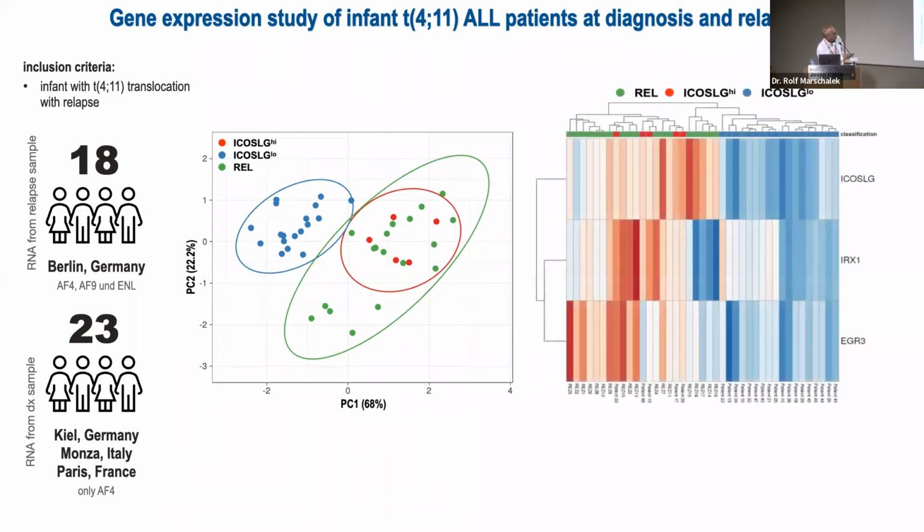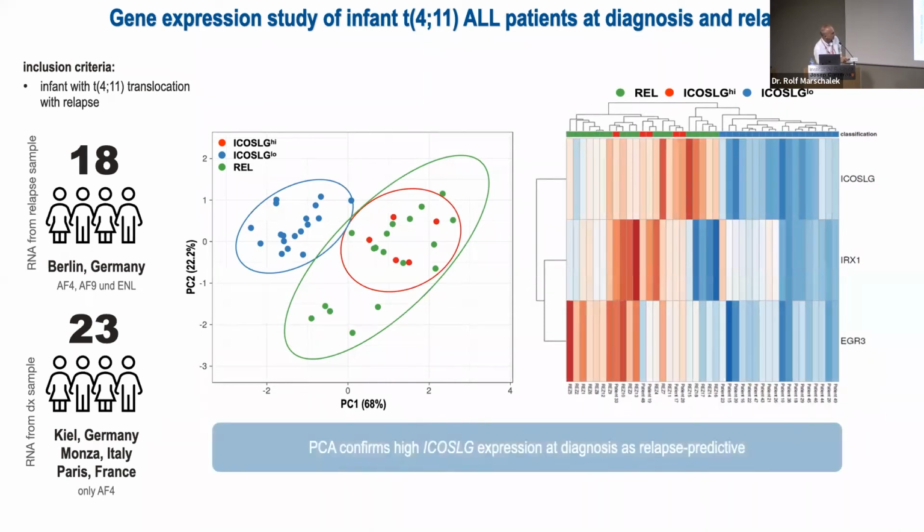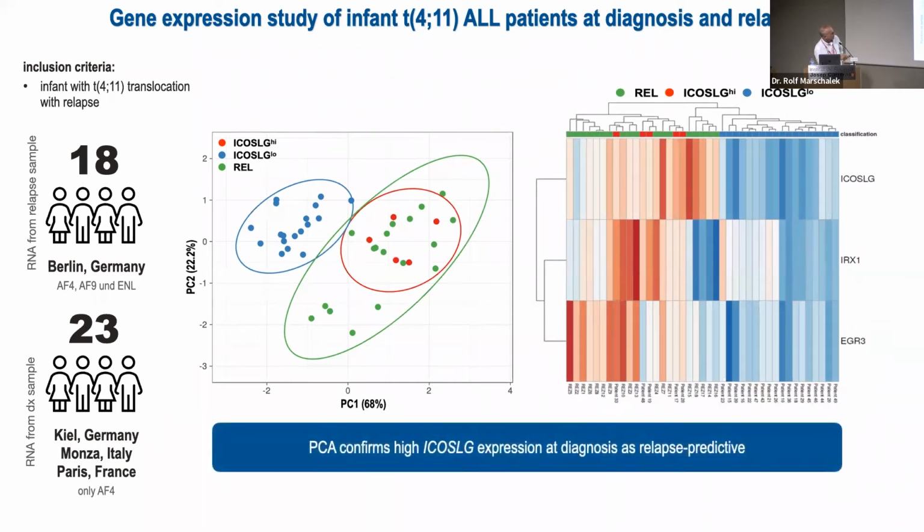And this can also be confirmed by clustering. You see that the red signatures and the green signatures are coming together and are separating from this signature here. So the principal component analysis confirms again that ICOS high expression at diagnosis is relapse predicting, which is also important.